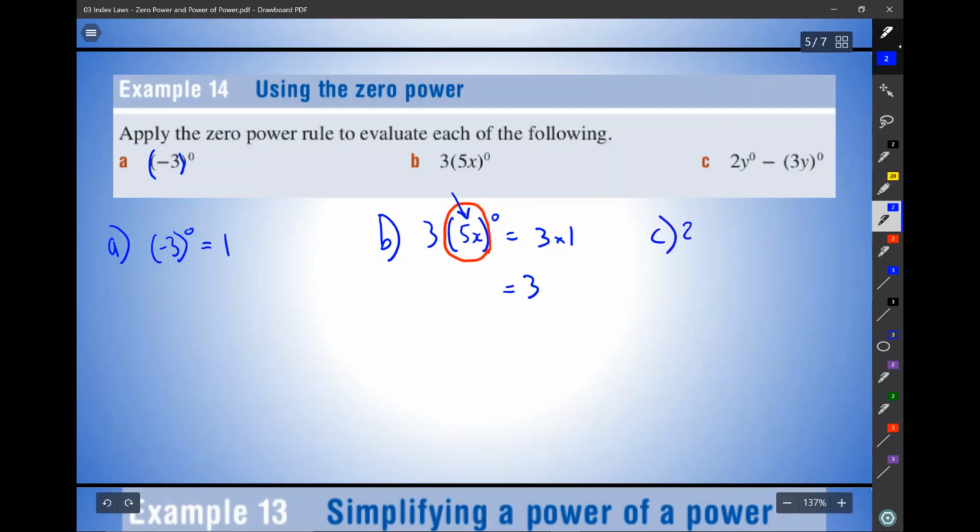And then we'll have a similar issue here. Now, everything inside the brackets here is raised to the power of 0, but in this expression, it's only the y that's raised to the power of 0. So this is going to be 2 times 1 minus 1, which is going to be 1.